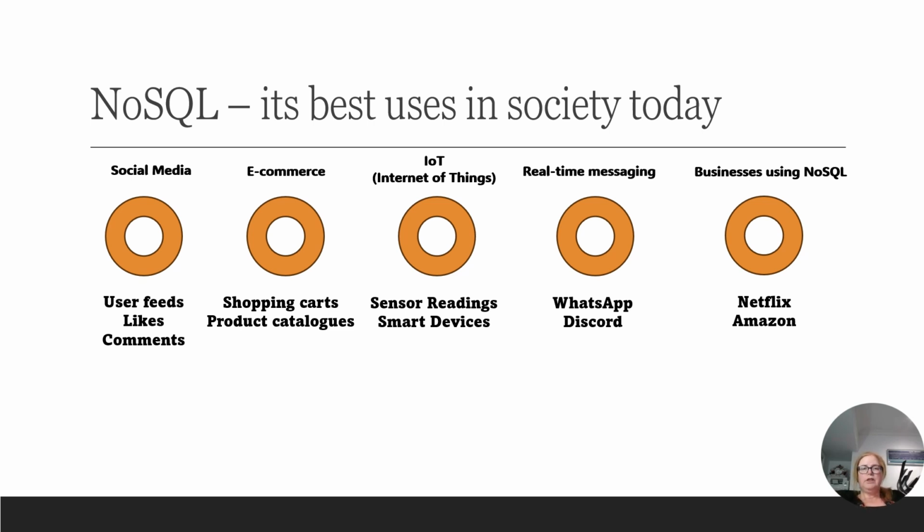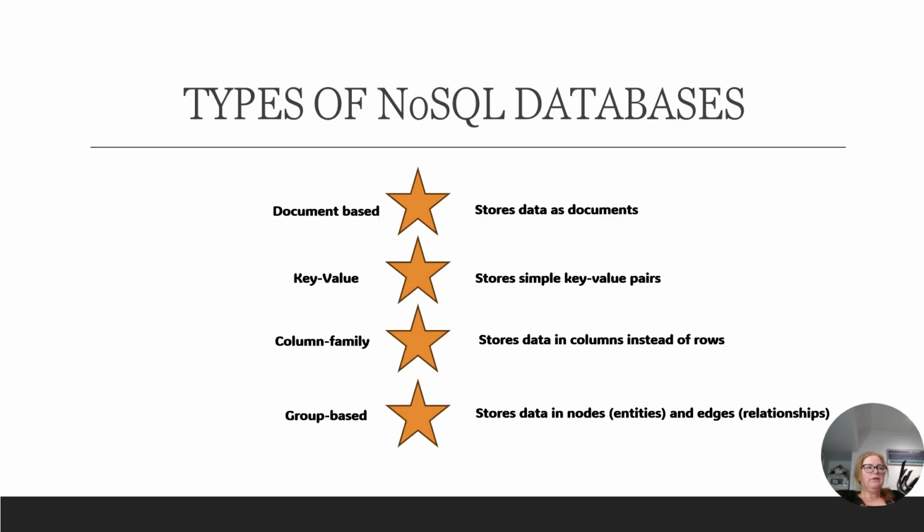IoT, Internet of Things. It helps in regards to devices such as sensor readings and smart devices. Real-time messaging with WhatsApp and Discord, just to name a few. Businesses also use NoSQL, of course they do, but some big businesses like Netflix and Amazon. Let's have a look at what else there is.